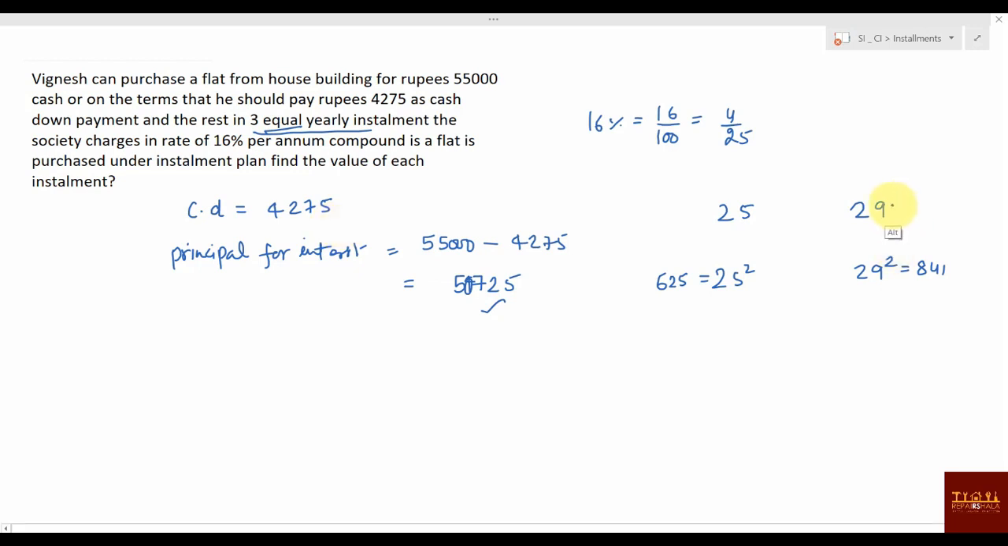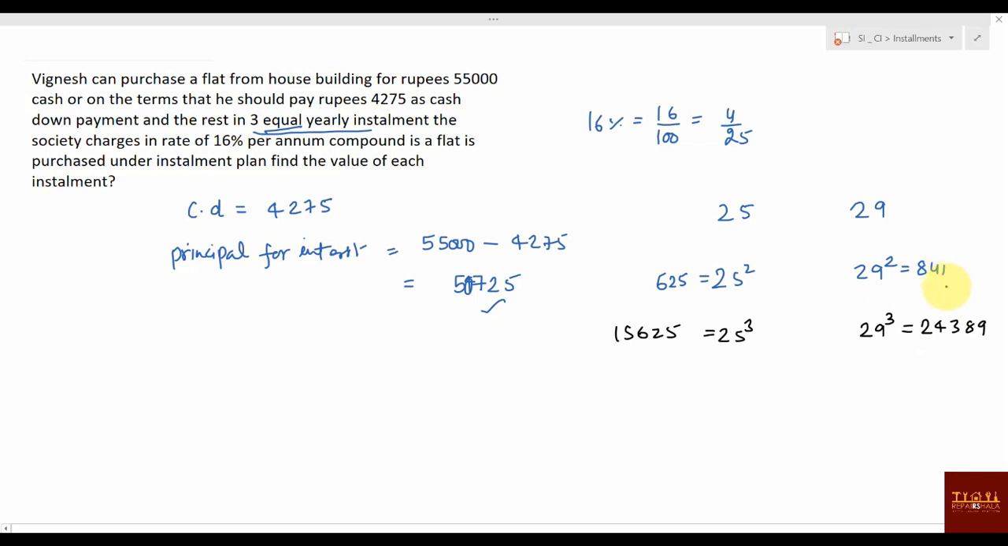Now the installments should be equal because they are talking about yearly equal installments. So make it equal. 3 equal installments are there. Okay, no issues. So this will be 25 cube and this will be 29 cube. So what is 25 cube value? 15625. And what is 29 cube value? 24389.